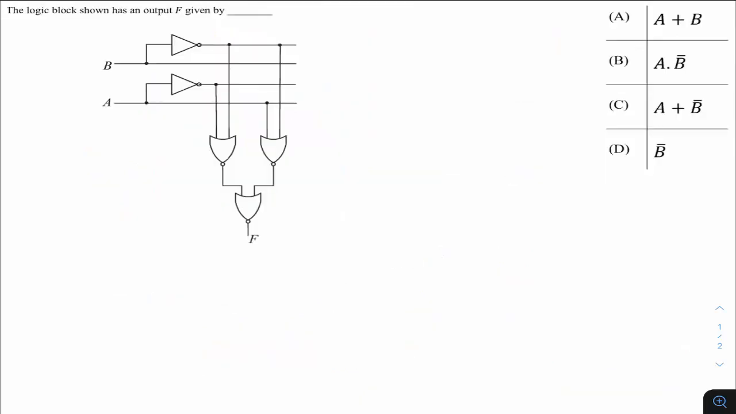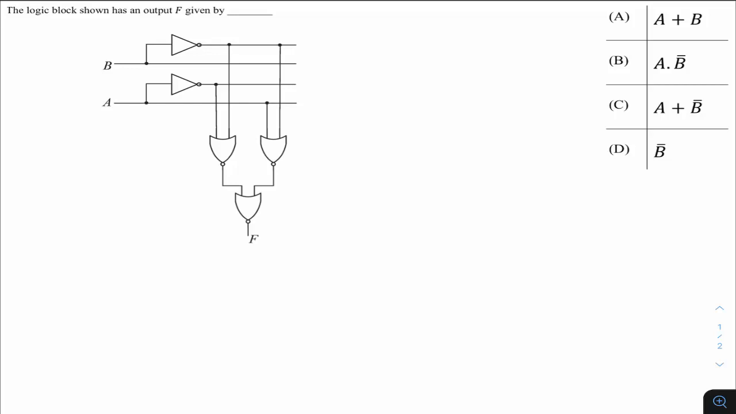This question is asked in GATE 22 of Instrumentation. This is from the Digital Electronics topic, from the Logic Gate chapter. The question is, the logic block shown has an output F given by, you see these are the options we have, right? So this is A, this is B. So what is this F in terms of A and B? Let us try to simplify this.